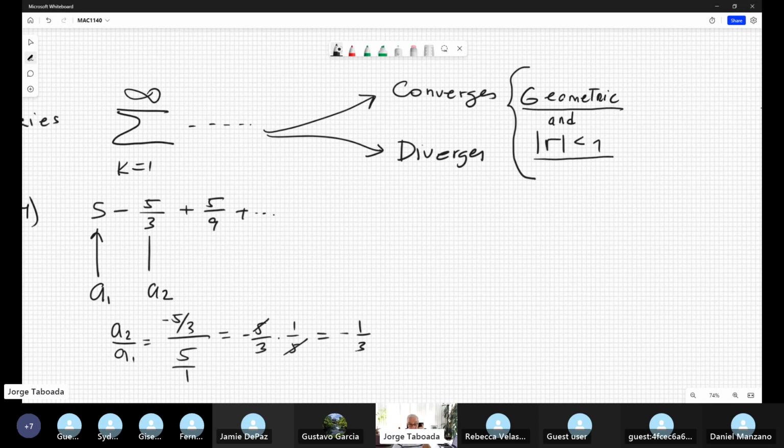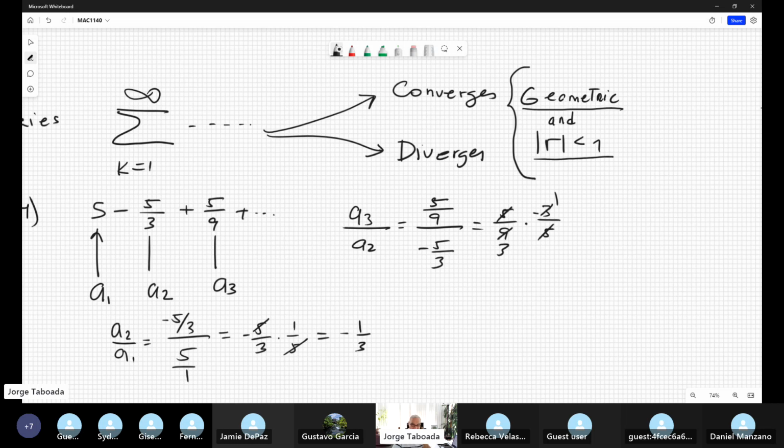But to make sure it's actually geometric, I use the A3. I divide now A3 divided by A2. Okay, it's 5 over 9 divided by negative 5 over 3. So it's 5 over 9 times flip it, 3 over 5 negative. Of course, 5 cancel and 3 divided by 3 is 1 and 9 divided by 3 is 3. Again, it's negative 1/3. Wow, cool.